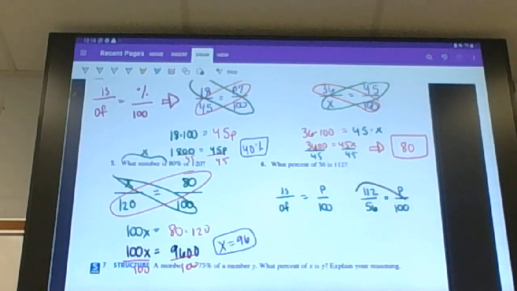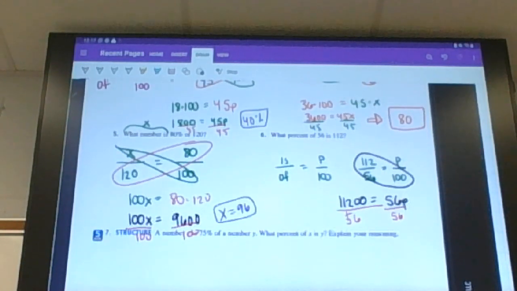All right, set up the butterfly here. 1, 1, 2, 0, 0 equals 56 times the percent. What's 11,200 divided by 56? 200. 112 is 200% of 56. Yeah, it's 56 doubled. 100% of 56 is 56, and 56 doubled is 112.